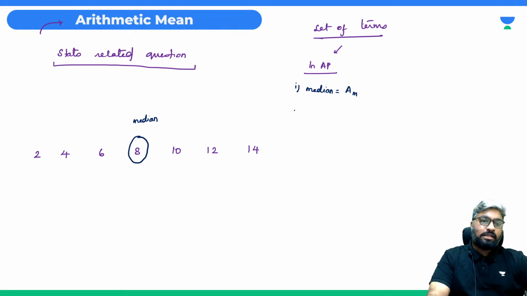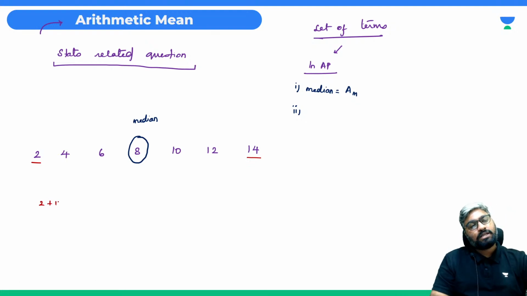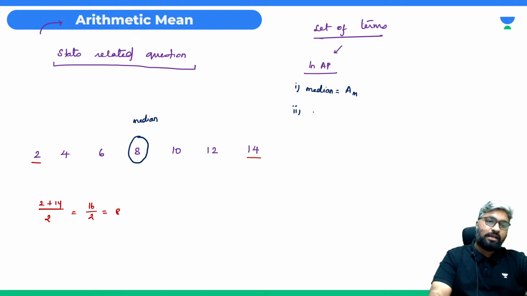The second way of finding the average of terms that are in AP is to take the average of the first and the last terms. If I take the average of 2 and 14, that will be the same. 2 plus 14 by 2, that is 16 by 2, 8. So you can take A1 and an, whatever your last term is, and take their average.